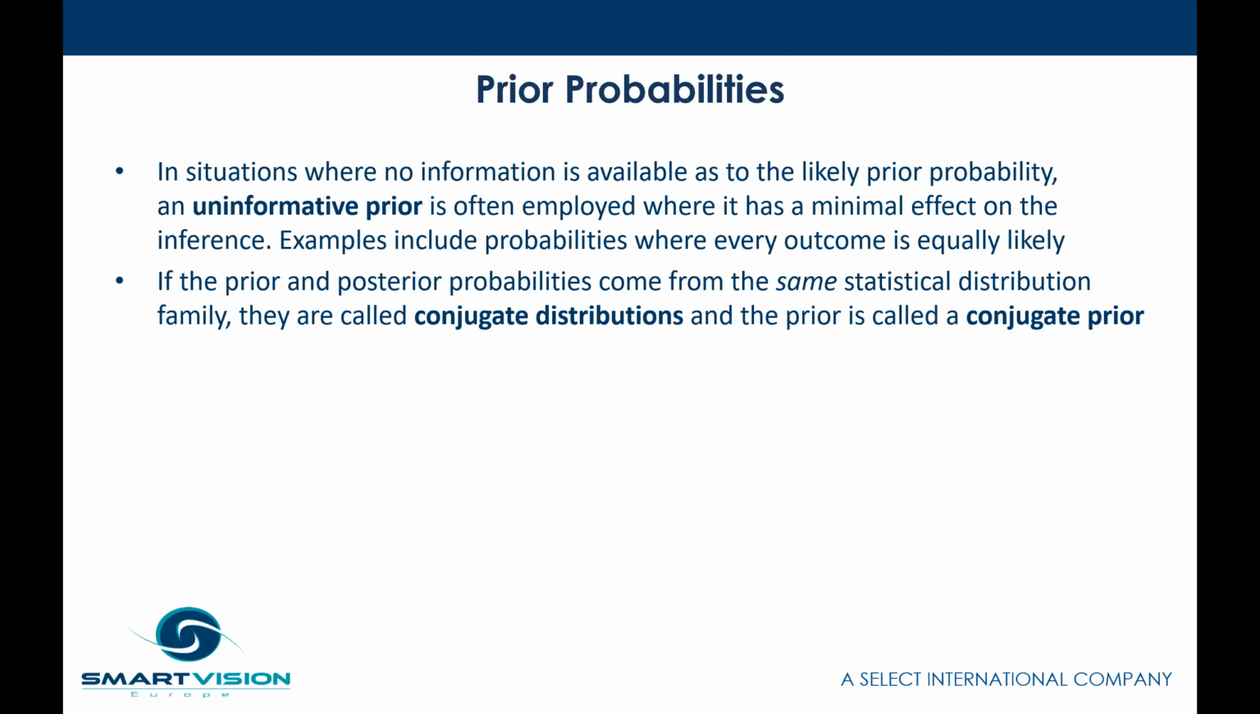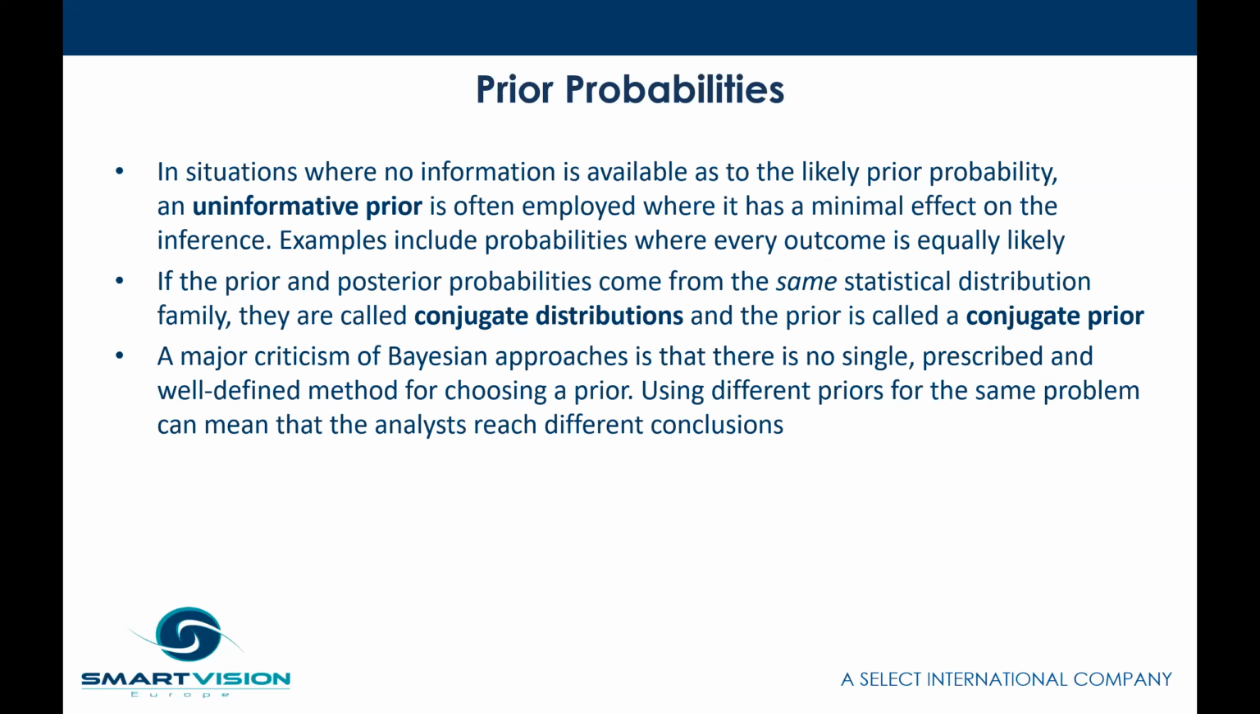So for example, if you were flipping a coin, you say, look, if the prior distribution is binomial and the posterior distribution is also binomial, then we call those conjugate distributions. And the prior is called the conjugate prior. It means that the prior distribution, the prior probability, however that's described, however it maps itself out as a curve, matches the distribution that comes out after you've done the analysis. That's called the posterior. And the major criticism of Bayesian approaches is that there is no single prescribed and well-defined method for choosing a prior. This is a big issue.